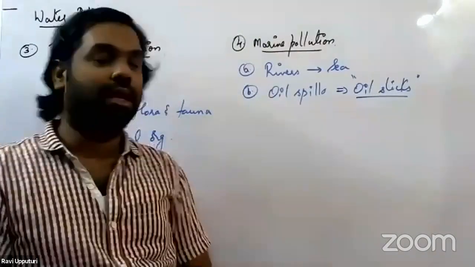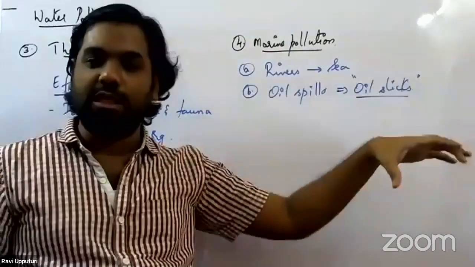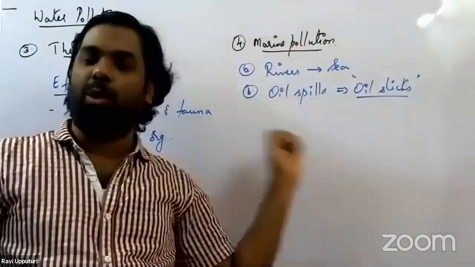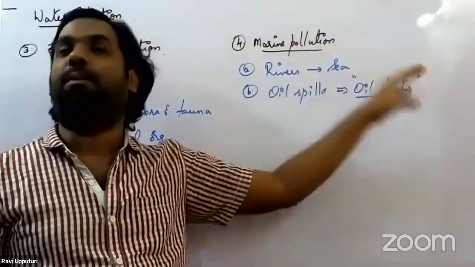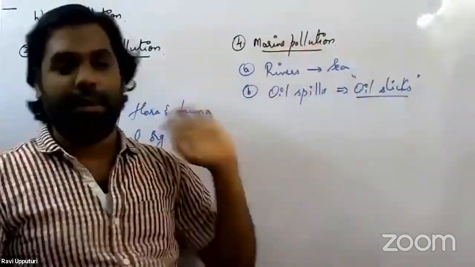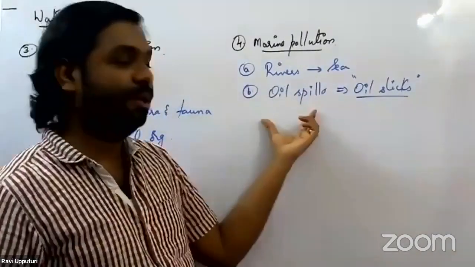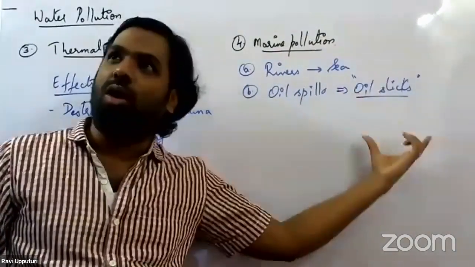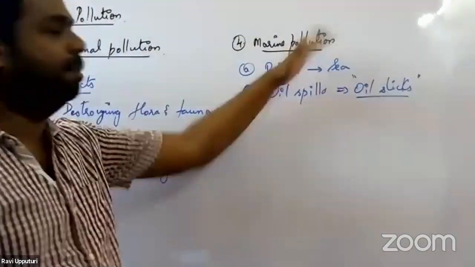One major reason is rivers. As they join the seas, if the rivers are polluted, whatever pollutants are there in the river will be deposited into the sea, leading to marine pollution. The second major cause of marine pollution is oil spills, which lead to oil slicks. So these are the two major causes of marine pollution.